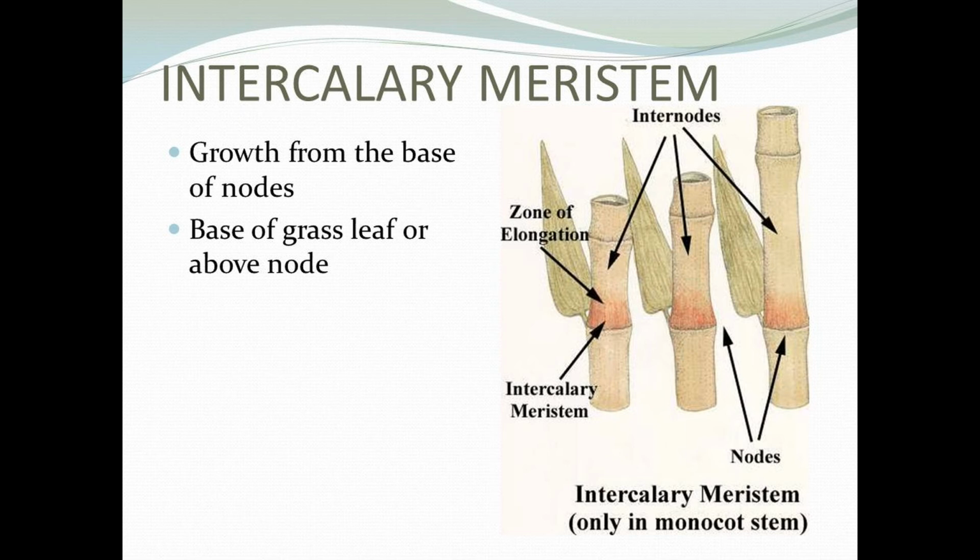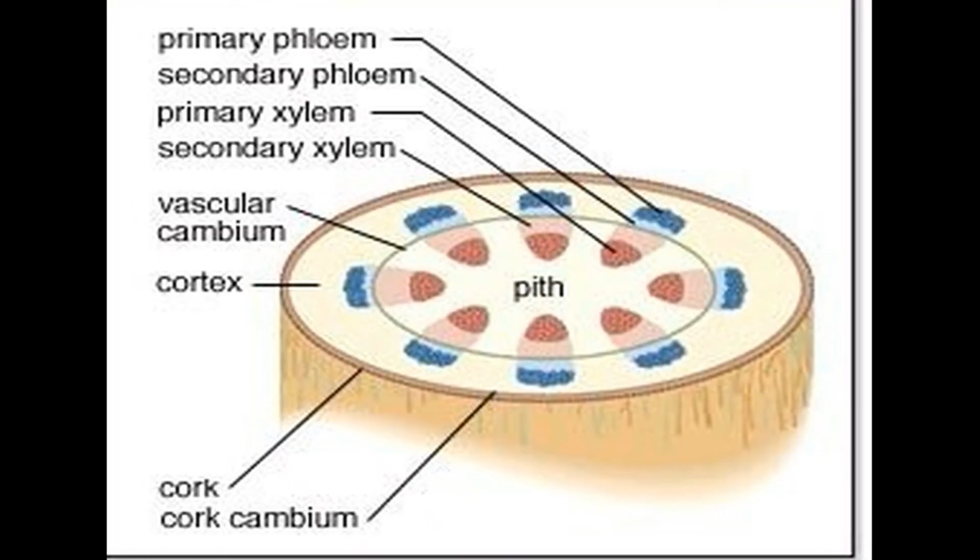Now let's take a look at the lateral meristem. A lateral meristem is found on the lateral sides of a stem and a root of a plant. It helps in increasing the diameter and the thickness of plants. That is, it causes horizontal growth. Growth produced by lateral meristems is called secondary growth.